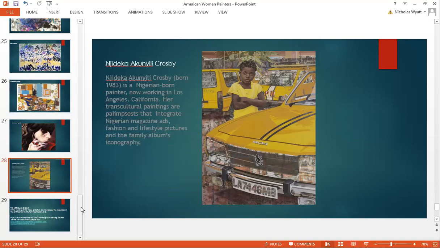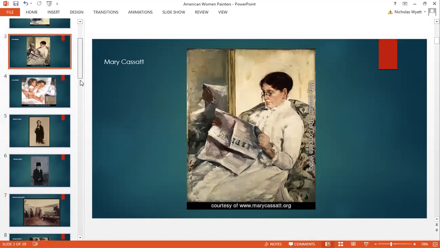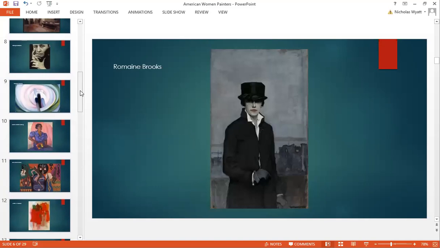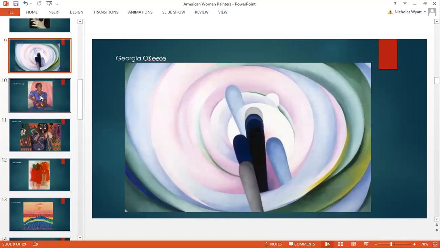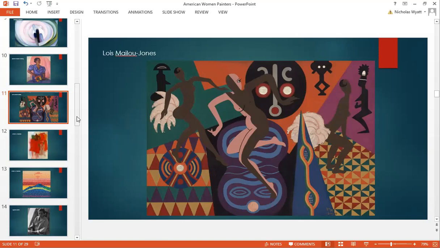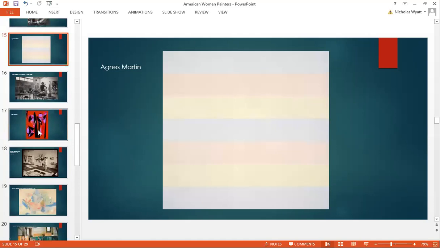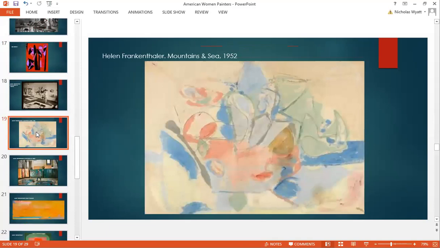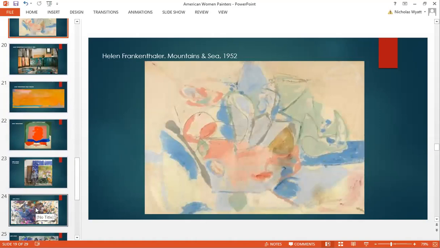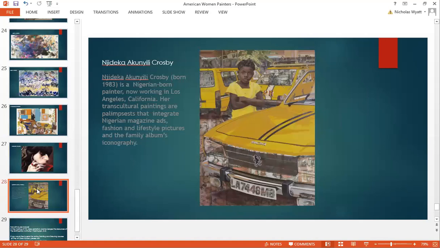just really having a very quick last resume through the work of Cassatt to Romaine Brooks to Georgia O'Keeffe to Laura Waring to Louis Malieu Jones, to Alma Thomas, Agnes Martin, Lee Krasner, Helen Frankenthaler, Joan Mitchell, Njideka Crosby.